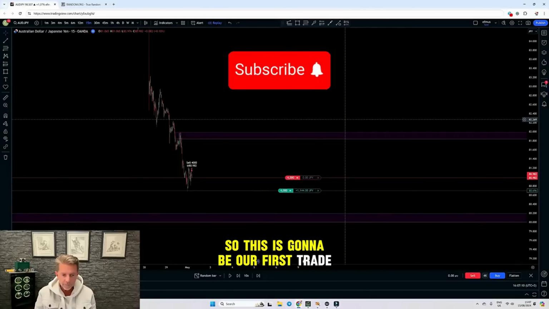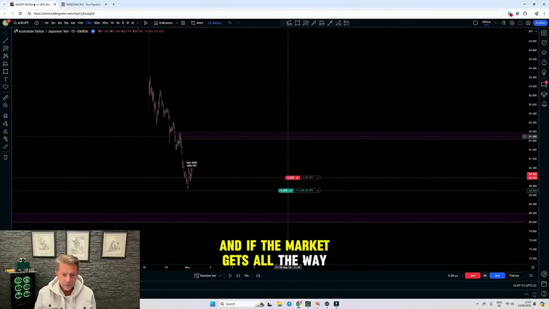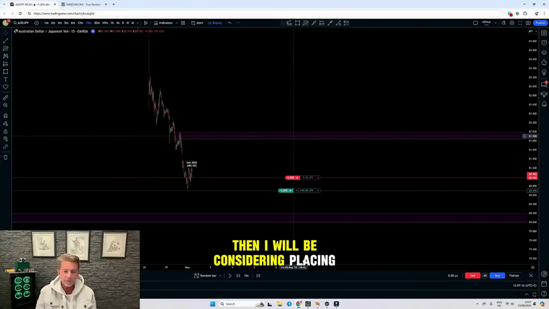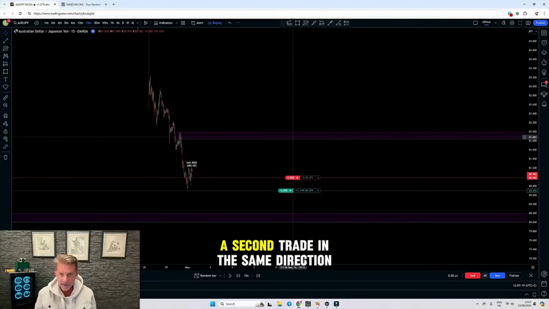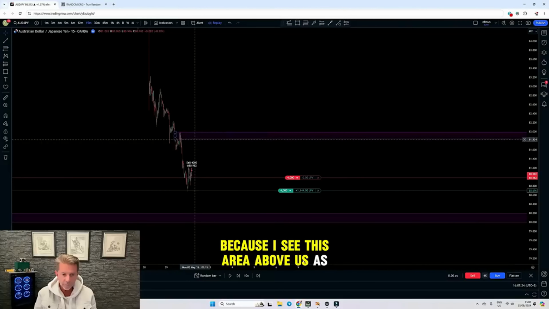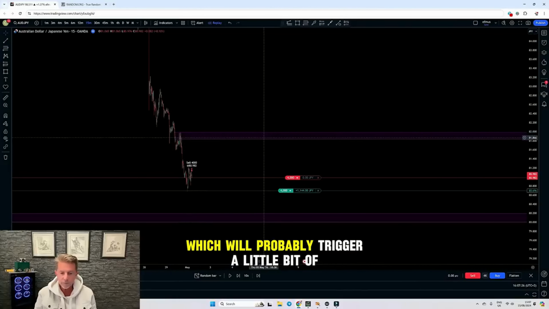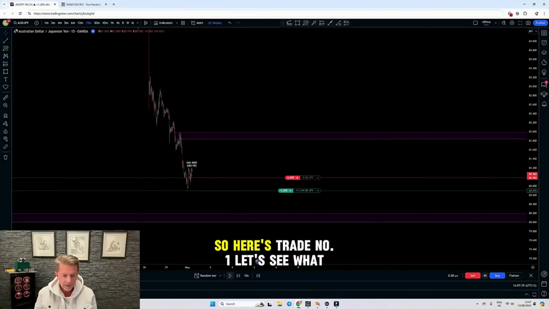So this is going to be our first trade, and if the market gets all the way up here, then I will be considering placing a second trade in the same direction, because I see this area above us as an area of resistance, which will probably trigger a little bit of a spike down. So here's trade number 1.